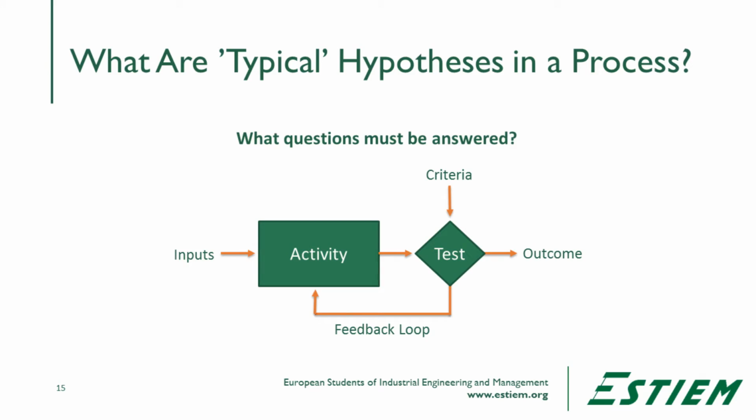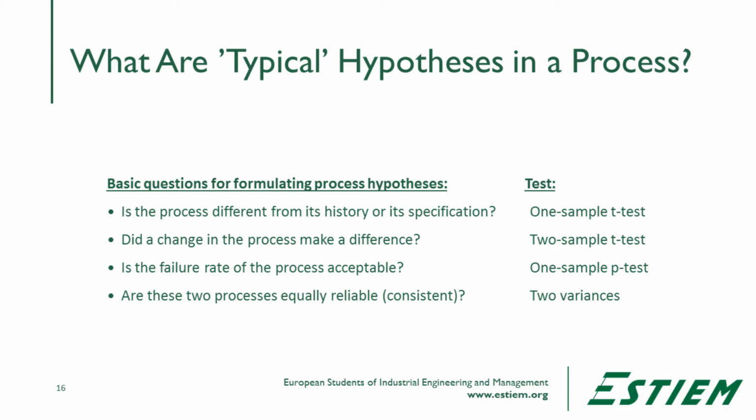So in a process, we have inputs going into an activity. We take a test and ask, was the output of that activity meeting our decision criteria for goodness? If it was, we get a good outcome. If it wasn't, we have a feedback loop, and something has to be redone. So the basic question is, is this process any different from history? We'll see that's a one sample t-test: one sample, the process outcome, compared to a criterion, the historical performance. Did a process change make a difference? Here we're going to see a two sample t-test: samples from the process before the change compared to samples of the process after the change.